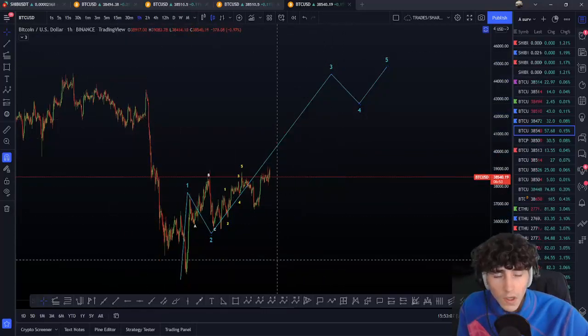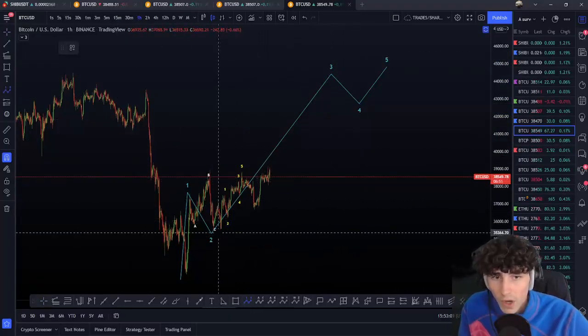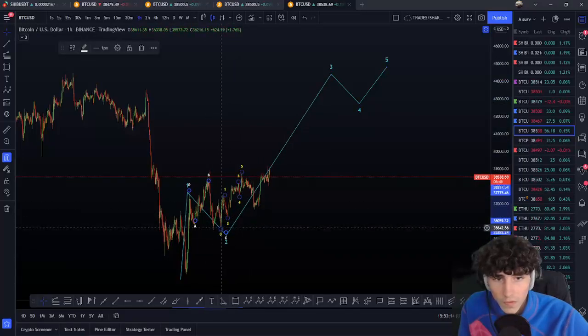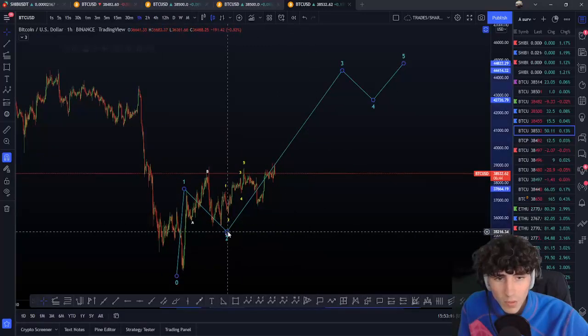Sorry. What can these waves be? If we have, by the way, the low will be here. That's why I don't like this flat here because of this move here. I really don't like this. But anyway.